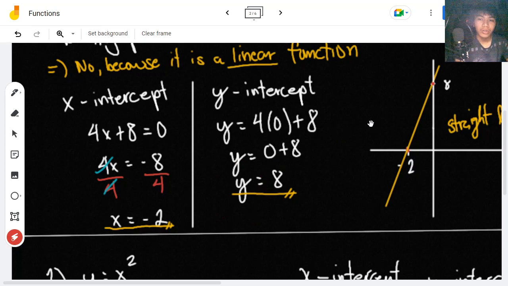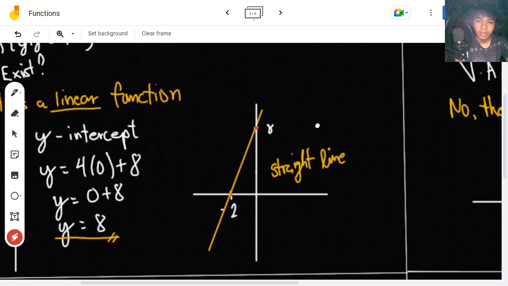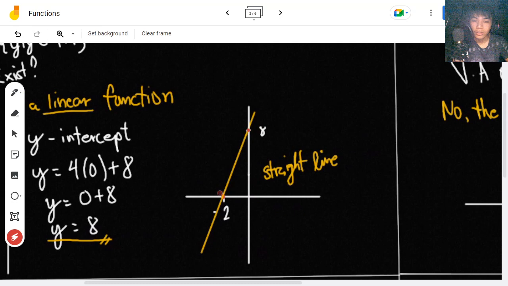So we can go to the Cartesian plane and plot those 2 points. It would be roughly here. This is where negative 2 is on the x-axis, since that is the x-intercept, and this is where our y-intercept is on 8, positive 8.